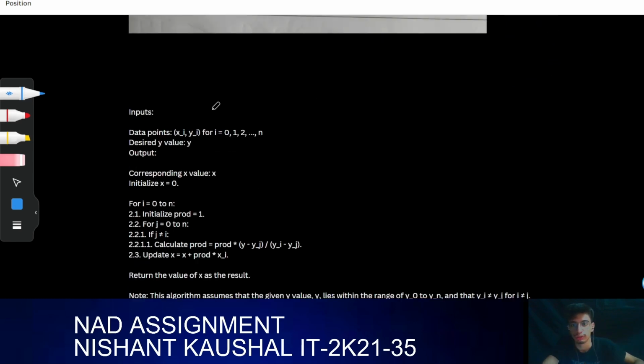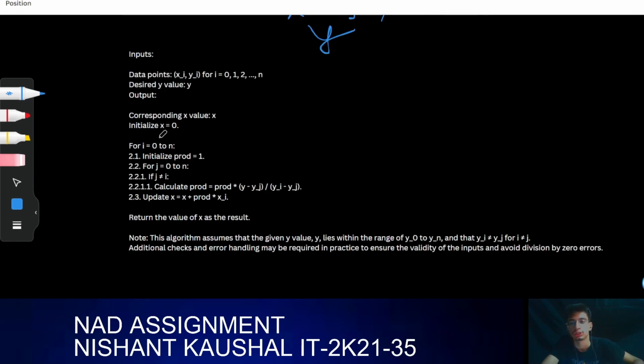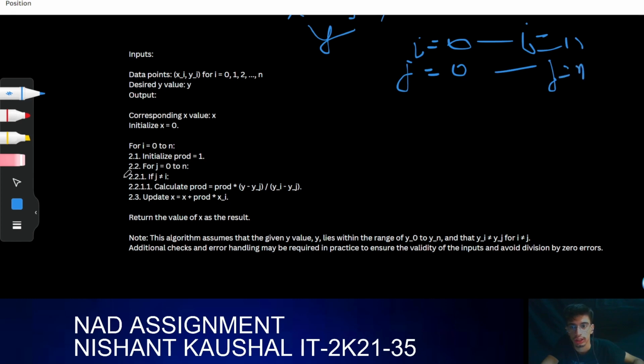So what will be the inputs? Inputs will be the array of x, which will be the coefficients x1, x2, x3 similarly, and similarly the coefficients of y, that will be y1, y2, y3. Okay, so what will we have to do? We have to run two for loops, one for i from 0 to n, and the second for loop for j from 0 to n.